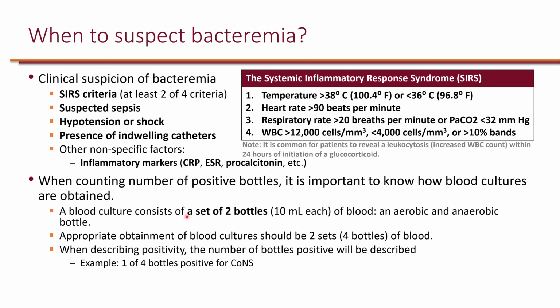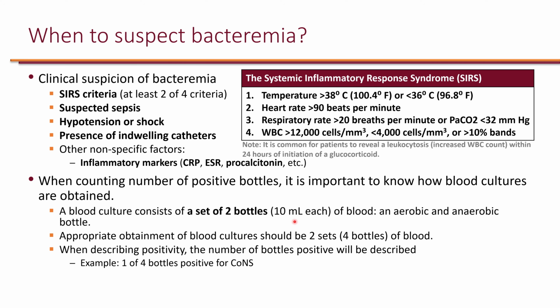In general, a blood culture consists of a set of 2 bottles. Each set has 2 bottles, and in each bottle there's 10 ml of blood. Of the 2 bottles in one set, one is for aerobic and one for anaerobic. The way they grow them in the lab, they require different conditions. So one bottle is used for aerobic conditions, to see if there is any aerobic bacteria growing, and another one is used for anaerobic.